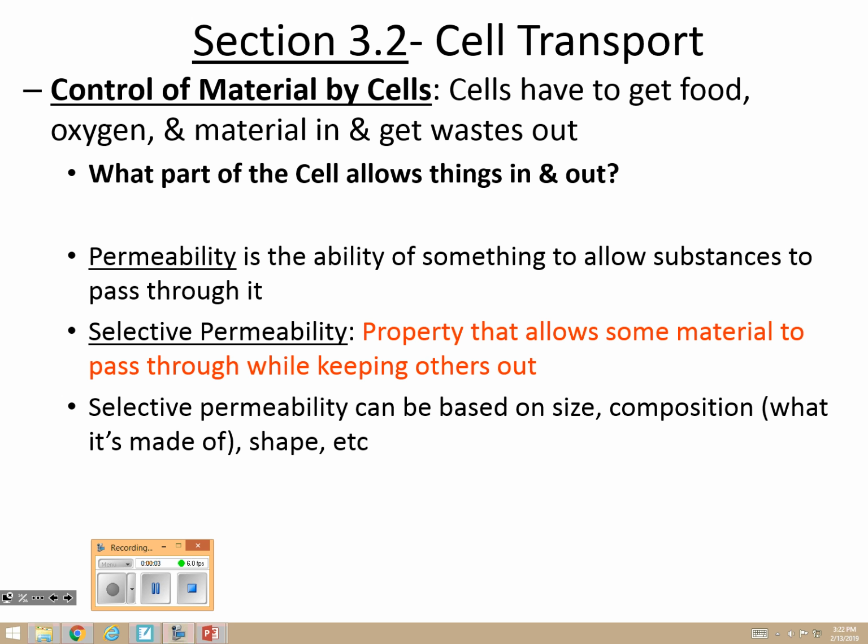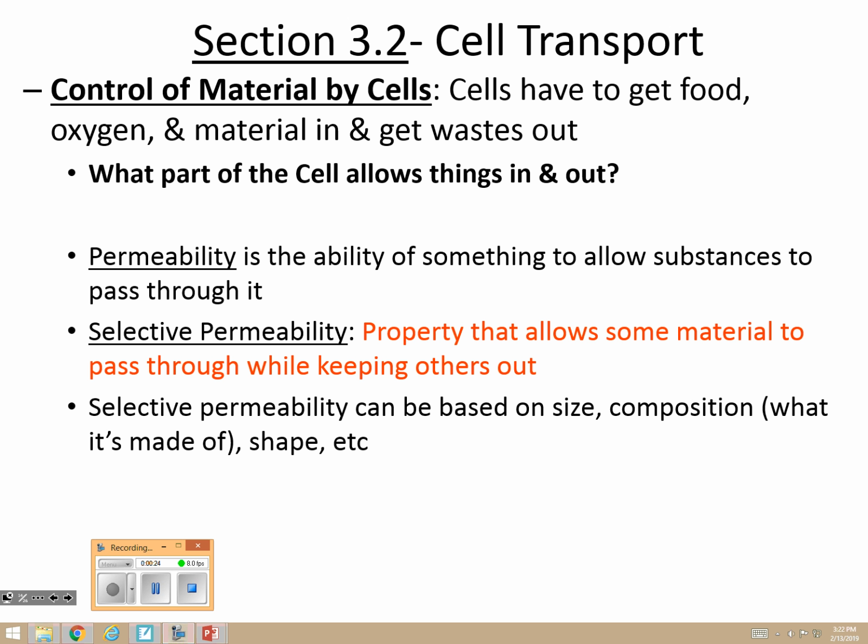Okay, so we're going to be talking about section 3.2 here, which is about cell transport. Again, as you're going through this, make sure you keep up with your notes, enter in the notes that I had. You can pause it, you can take a break and come back to it later, whatever you need to do, but just make sure that you're keeping up with your notes as I go through them here. Okay, so cell transport.